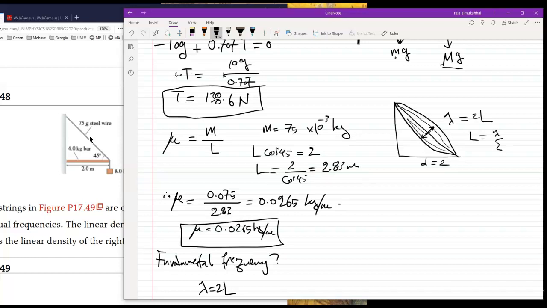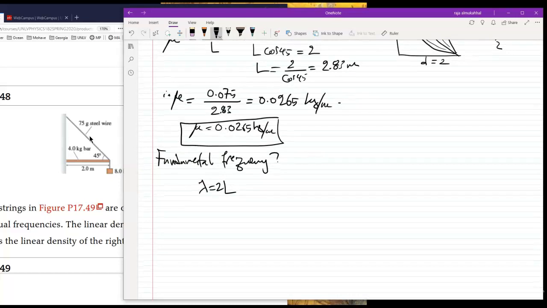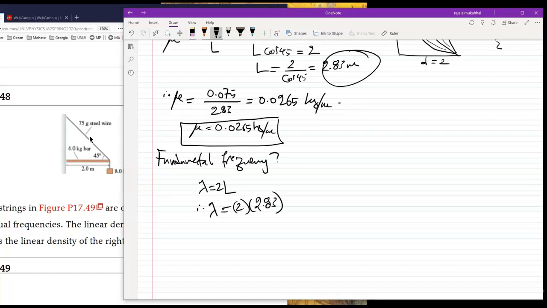So now from this I can find lambda. I already found L right there, right? So therefore lambda is equal to 2 times 2.83. So that will be 2.83 times 2, answer 5.66. So the wavelength here is 5.66 meters. Okay? And then the last thing, he said, what is the frequency?